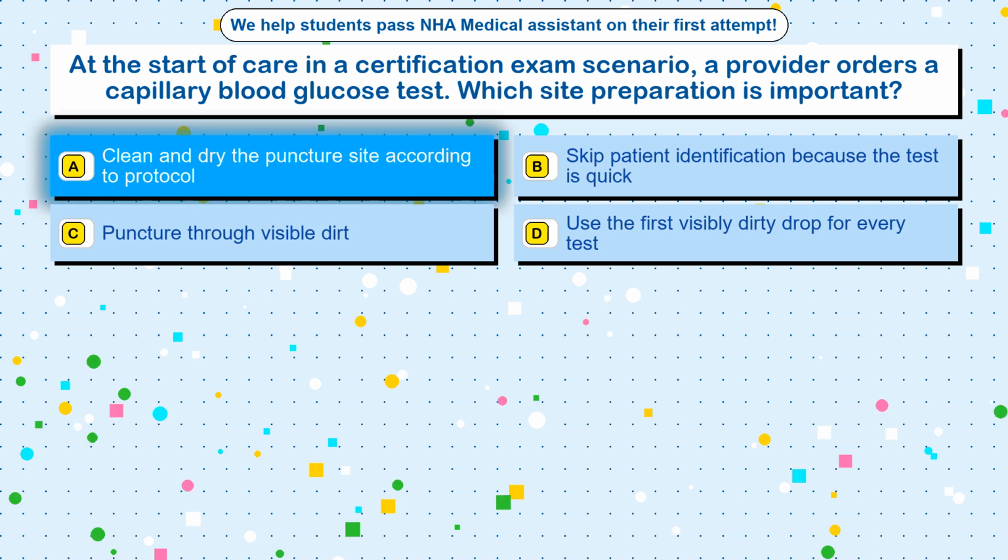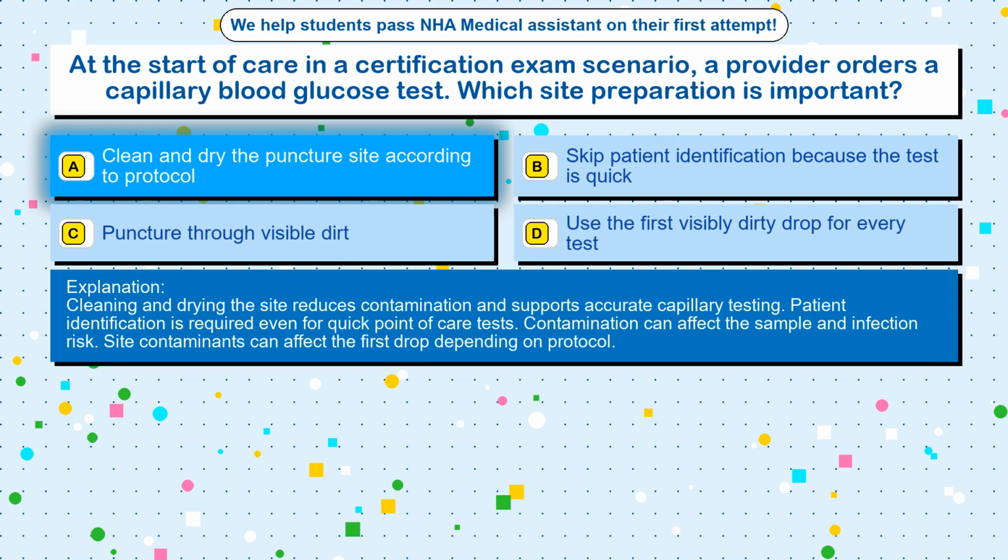The correct answer is option A, clean and dry the puncture site according to protocol. Cleaning and drying the site reduces contamination and supports accurate capillary testing. Patient identification is required even for quick point-of-care tests. Contamination can affect the sample and infection risk. Site contaminants can affect the first drop depending on protocol.